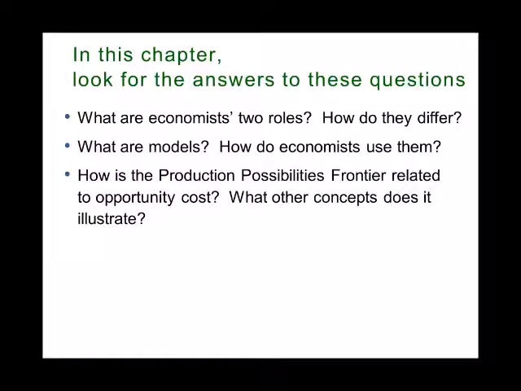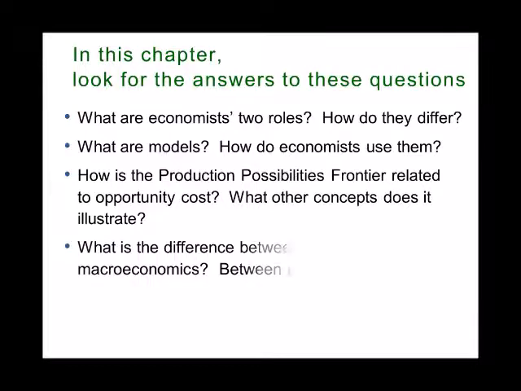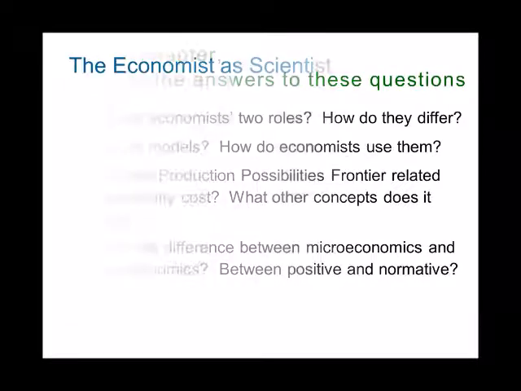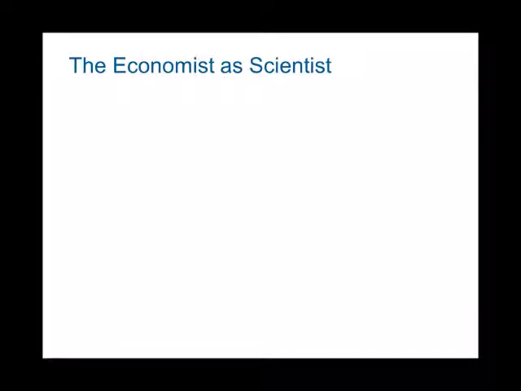We're going to see one model, an example of a model, which is called the production possibilities frontier, and we're going to see how it is related to the concept of opportunity cost that we learned in the first chapter. And then finally, we're going to see what is the difference between positive and normative economics, and also between micro and macroeconomics. These are the two big fields in economics, and so we're going to see what they are and how they differ.